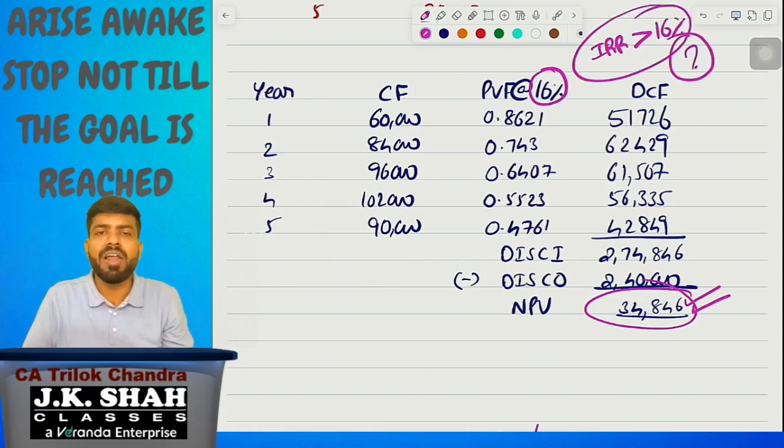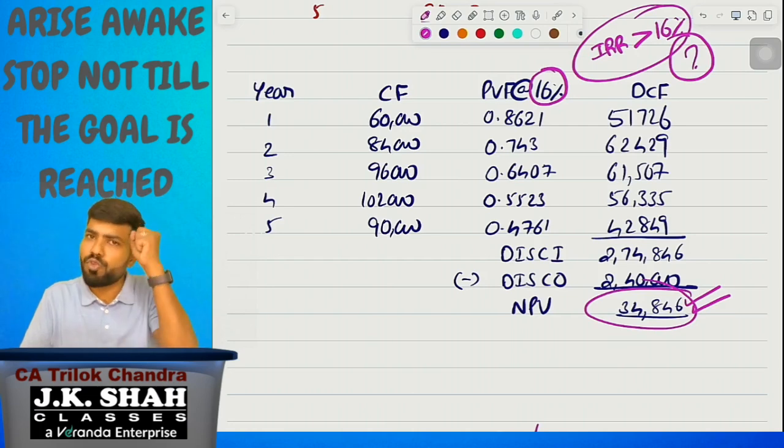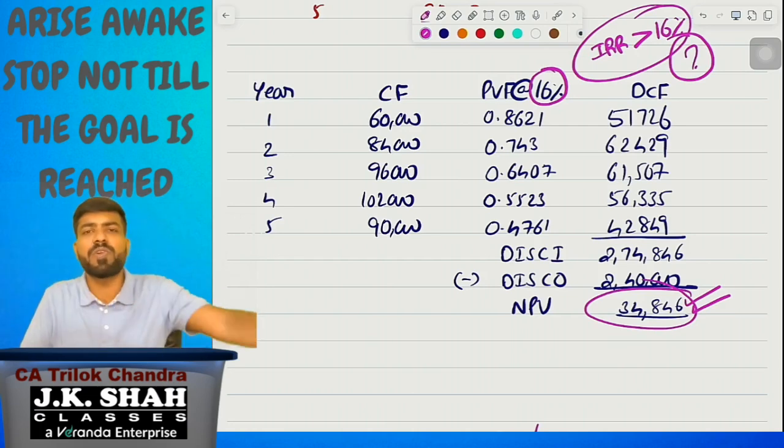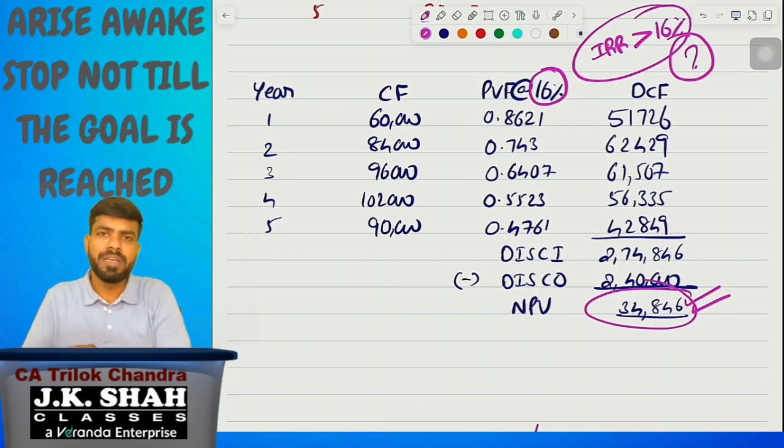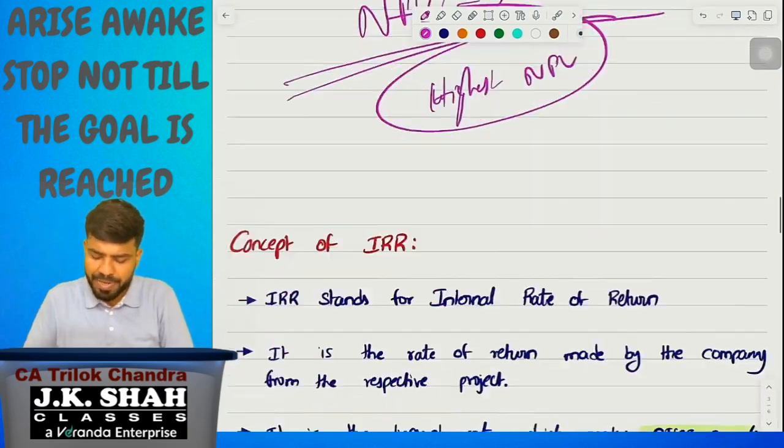But how much is the IRR? We have to calculate using a guess rate. There is no other straightforward formula for the calculation of IRR. We have to go by the guess rate. As a guess, I am taking 21%.